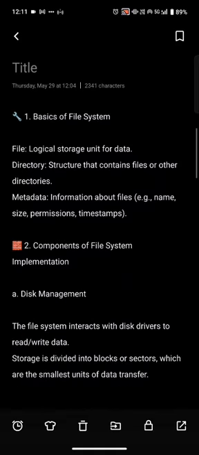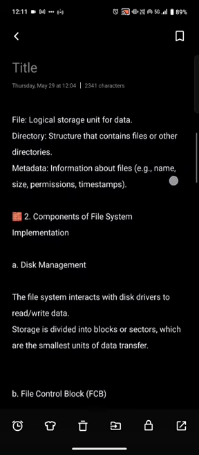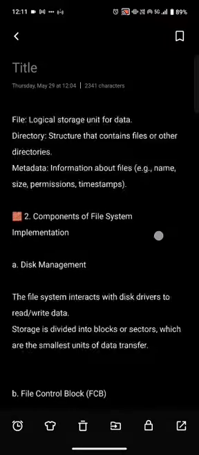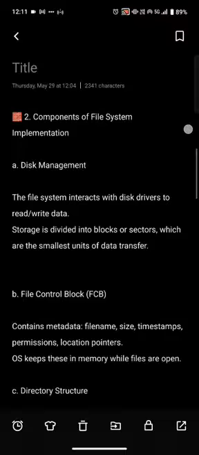First, basics of file system: a file is a logical storage unit of data; a directory structure contains files or other directories; metadata is information about files, for example name, size, permissions, timestamps. Components of file system implementation.